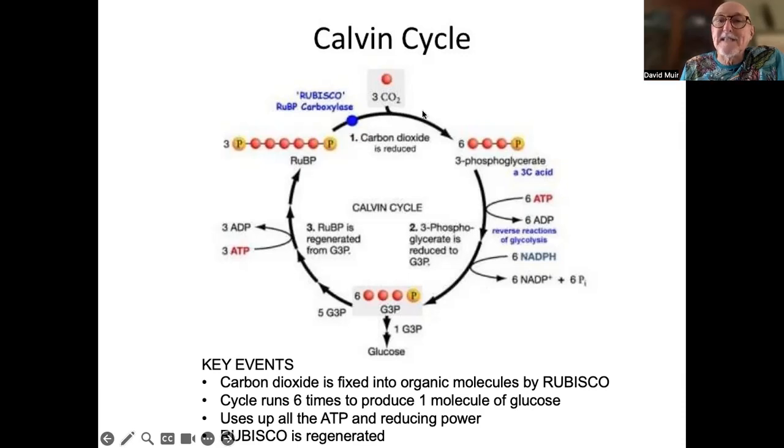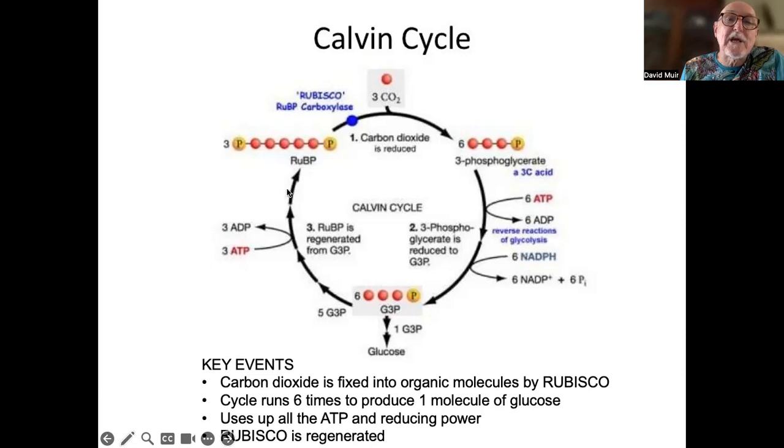That is done 6 times, because our first product is a 6 carbon molecule breaking down into 3 carbon molecules, which are then passed through this whole cycle 6 times in order to produce 1 molecule of glucose. But look what happens. We're running it 6 times, so we have to add 6 molecules of ATP and 6 molecules of NADPH.